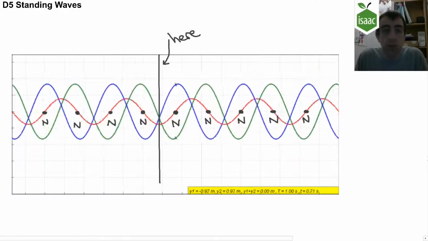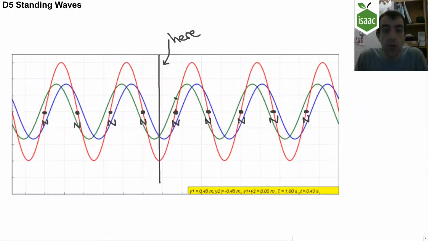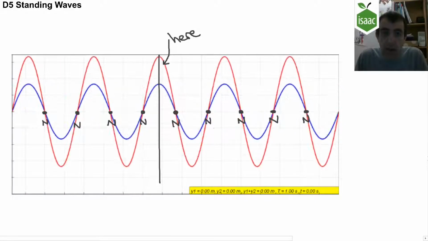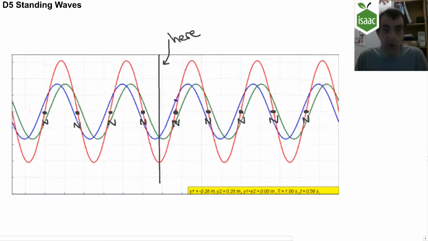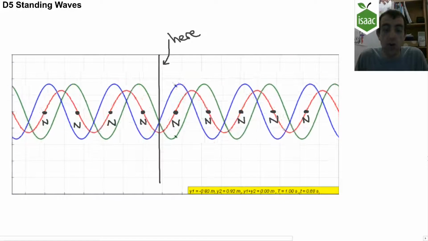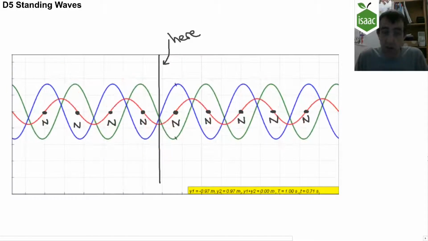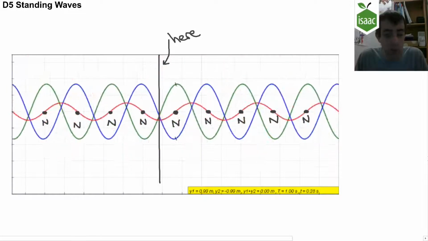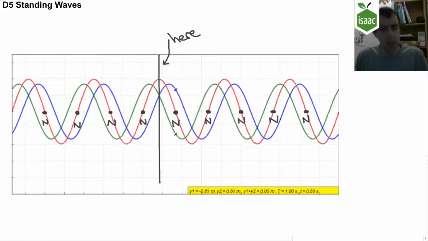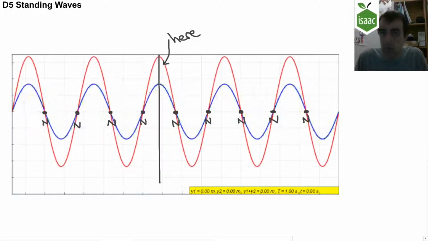If you look at a position directly between two nodes, you will see that the displacement of the green and the displacement of the blue waves are always in the same direction. This is a point of constructive interference, and the red wave is the superposition of those green and blue waves. The displacement of the red line is changing as we go through time, but the amplitude of the red wave depends on the position between the two nodes.